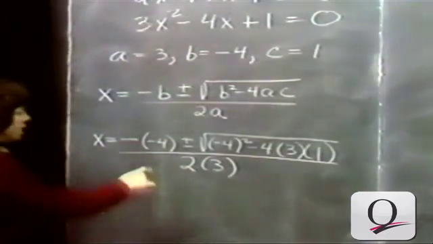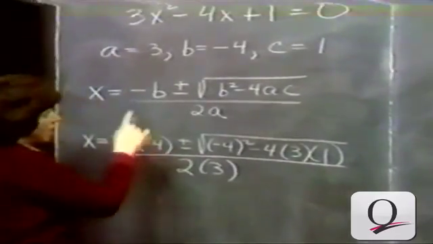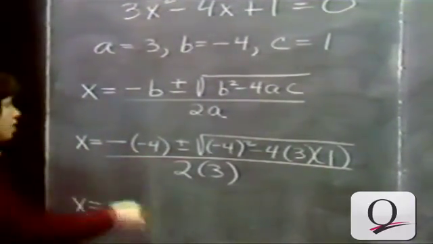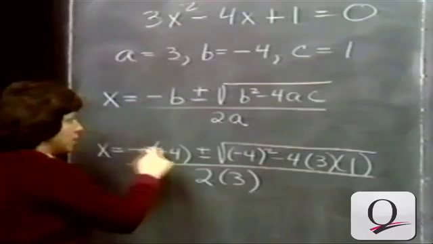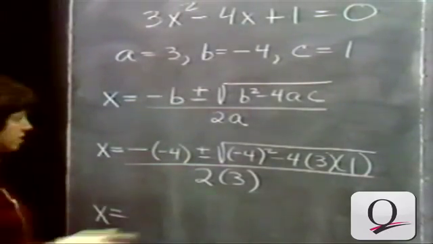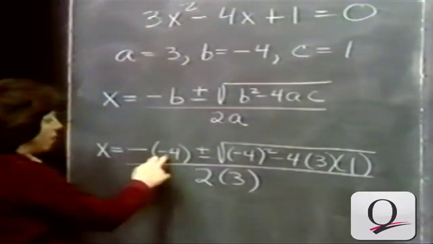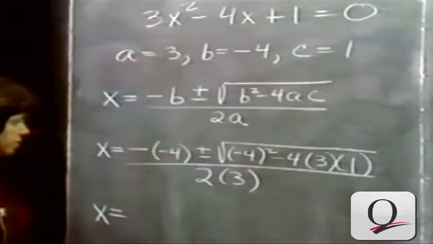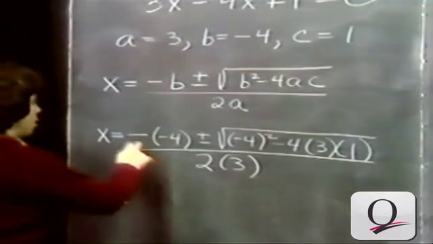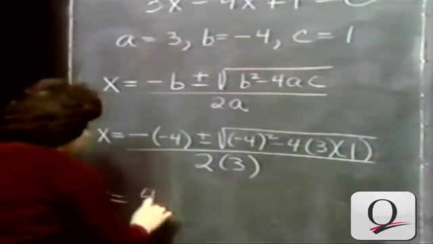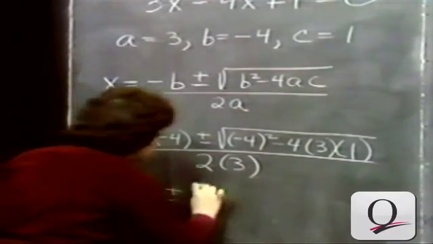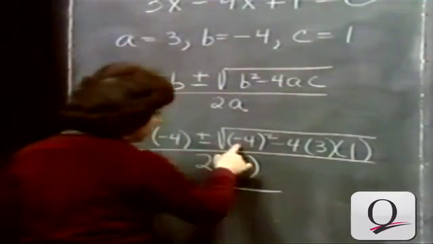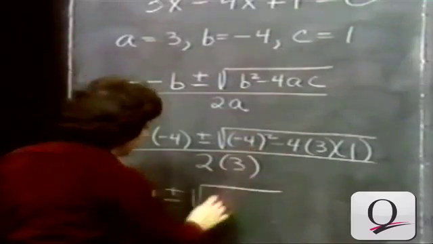Don't forget, if b is negative, you really should have these parentheses. It's not necessary if b is positive. Okay, if b is 5, you just write minus b, minus 5. But if b is negative, you should put parentheses here around the b and also over here. Okay, minus and minus 4, that gives you plus 4. Plus and minus the square root of, now, minus 4 squared, that's 16.